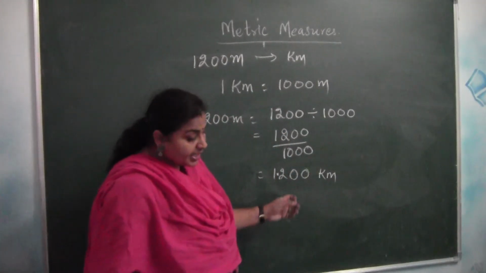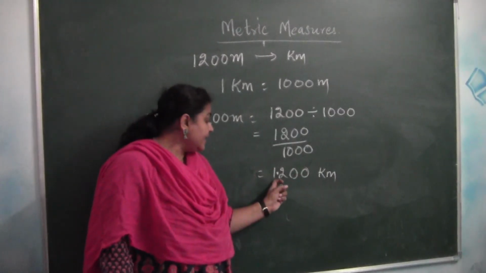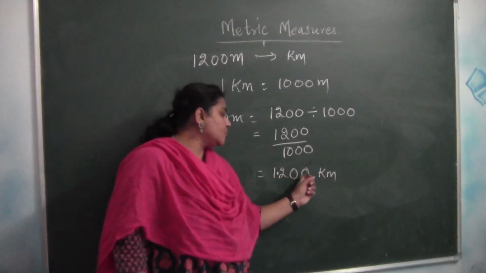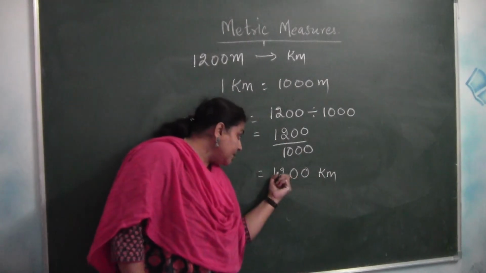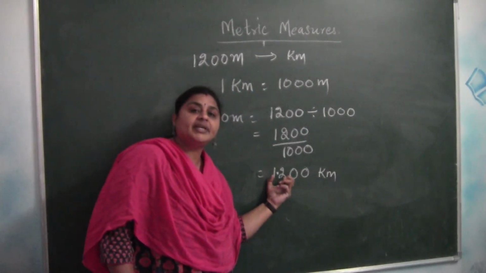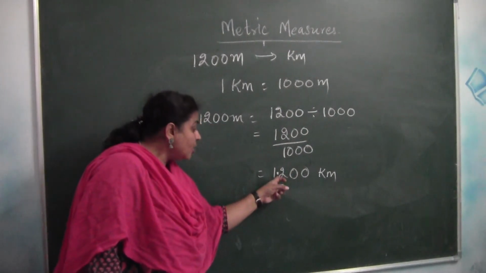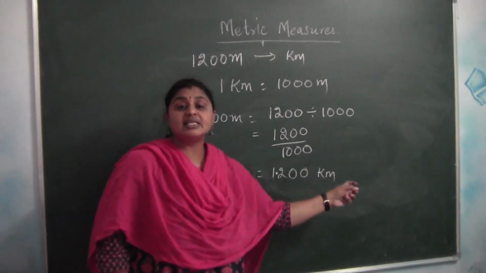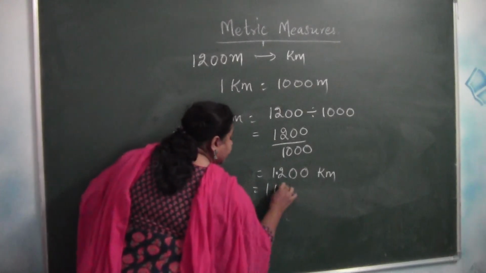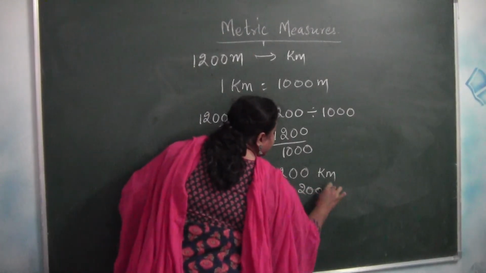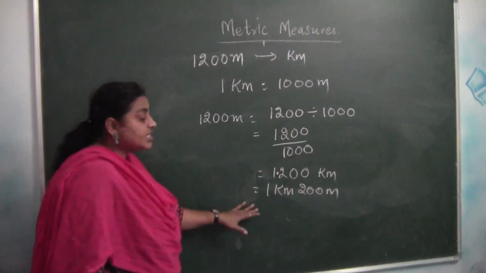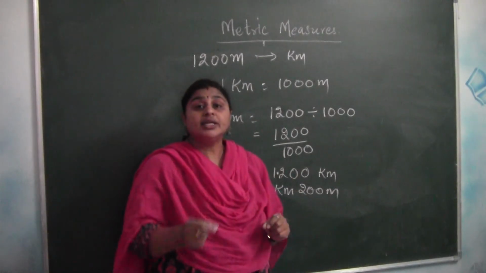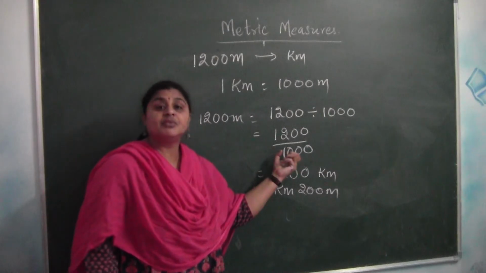What is this decimal doing here? The decimal is separating kilometers and meters. I said 1.200 kilometers, and the decimal point here is separating kilometers and meters. It means the digits before the decimal are kilometers and the digits after it are meters. 1 kilometer and 200 meters. So just logically you need to think, and you are going to use the concept of decimals over here.